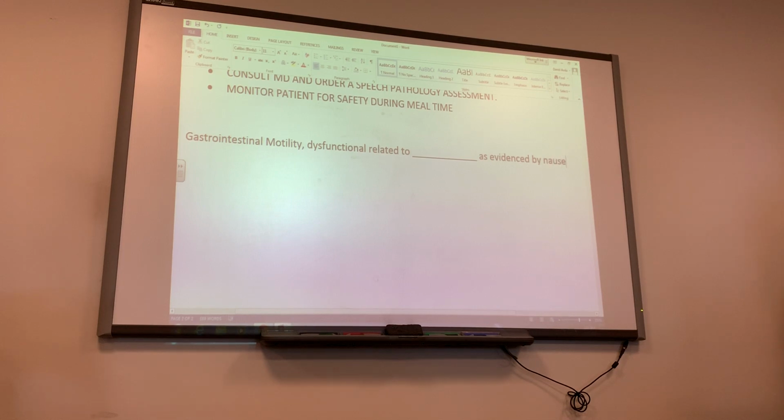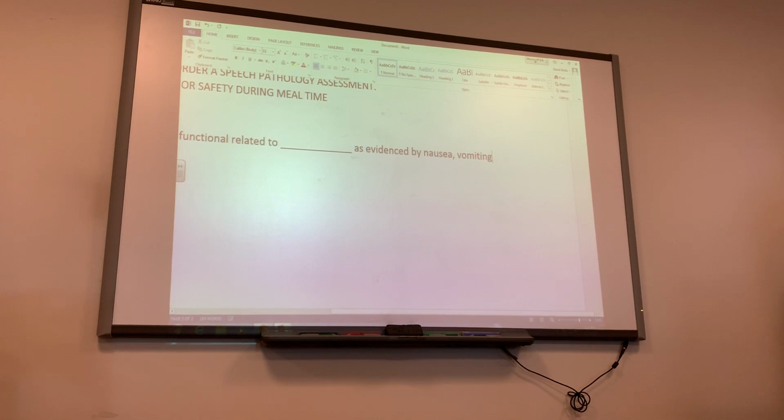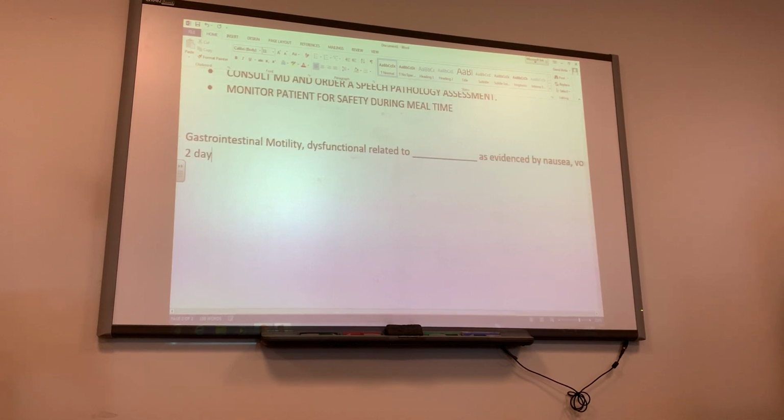Nausea, vomiting. And I'm going to make this even more detailed. Vomiting for 2 days. What else are they presenting with? What does their abdomen look like? Distended abdomen with absent what? Bowel sounds. So I've got 1, 2, 3 items there.